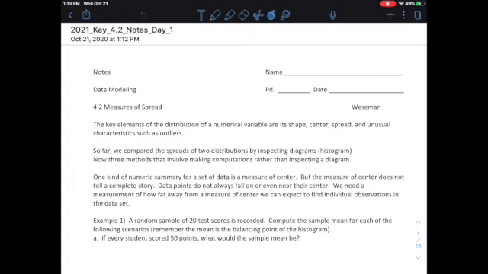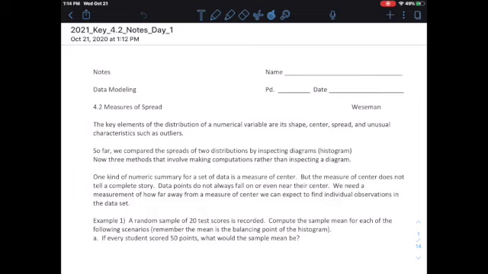One kind of numerical summary for a set of data is a measure of center, but the measure of the center does not tell a complete story. Data points do not always fall on or even near their center. We need a measurement of how far away from a measure of a center we can expect to find individual observations in the data set. So let's take a look at example number 1 and talk about it.